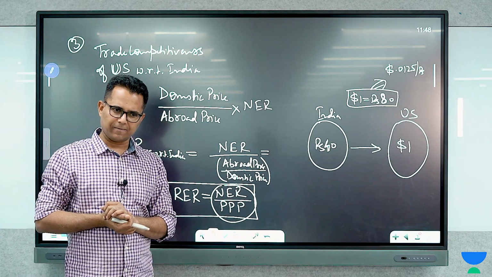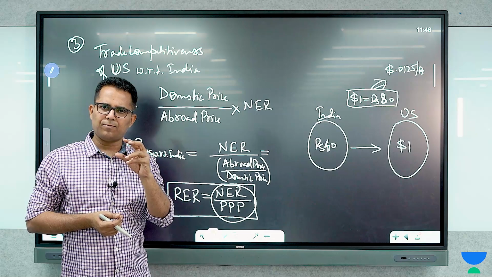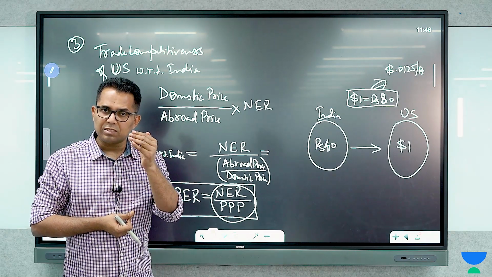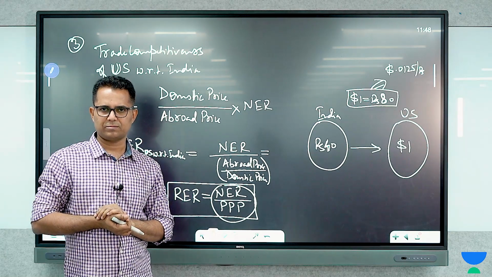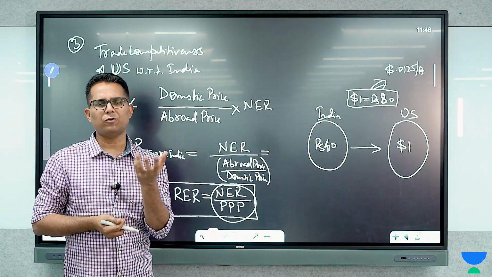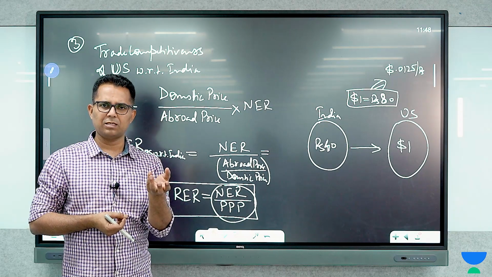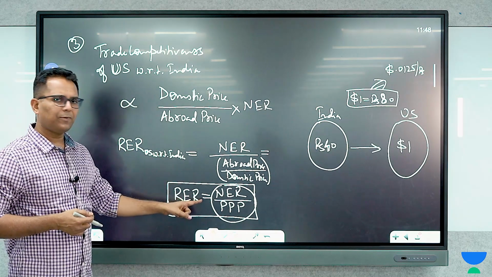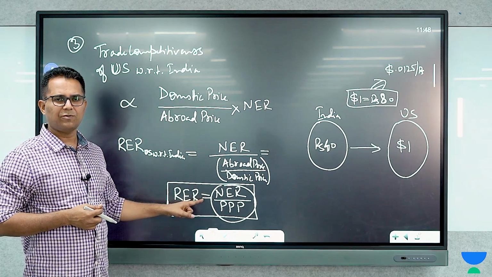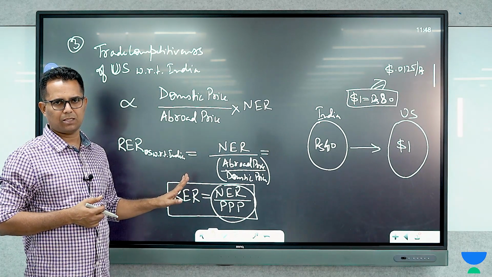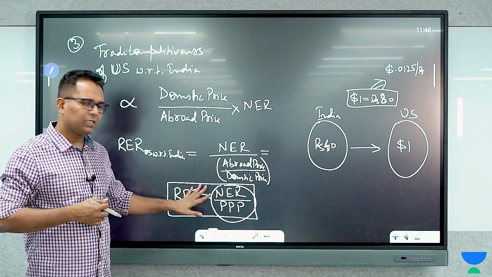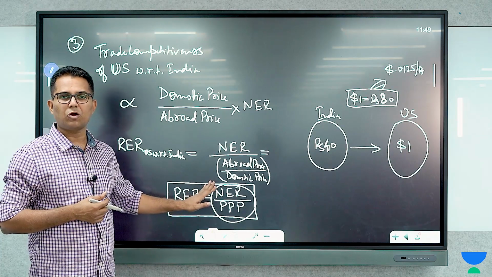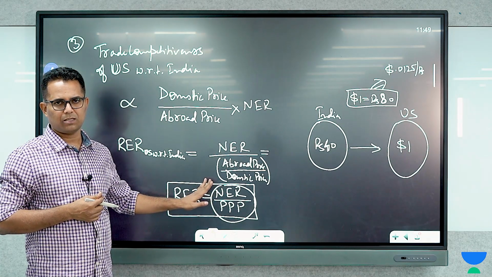Try to understand one thing. If something is appreciating, that means it is becoming less competitive. If something is appreciating, its value is increasing. Its value is increasing means it is becoming less competitive. This represents trade competitiveness of the US with respect to India. Right? So this is the real exchange rate of India, which represents US trade competitiveness with India.